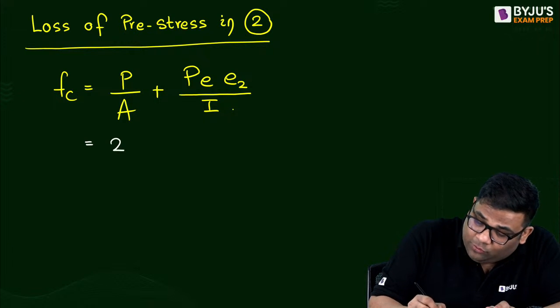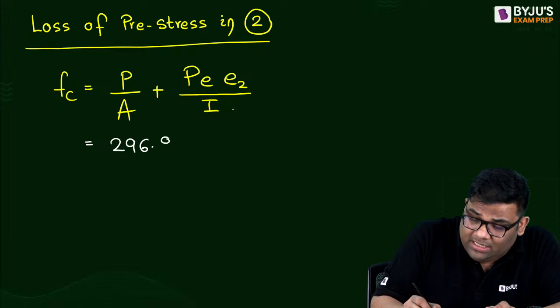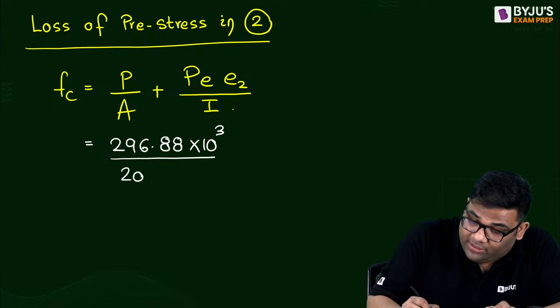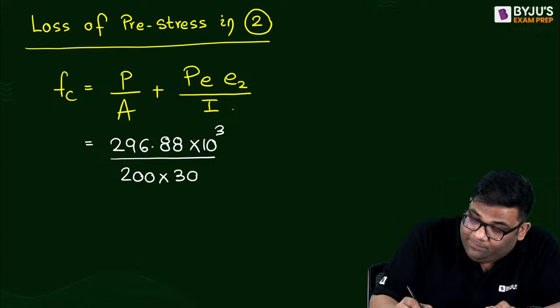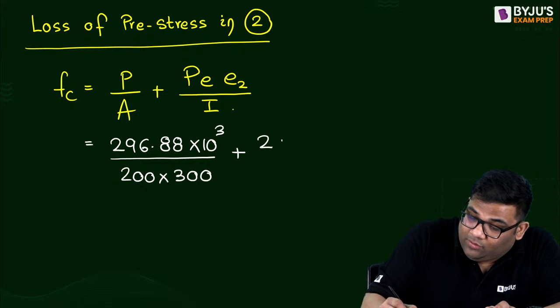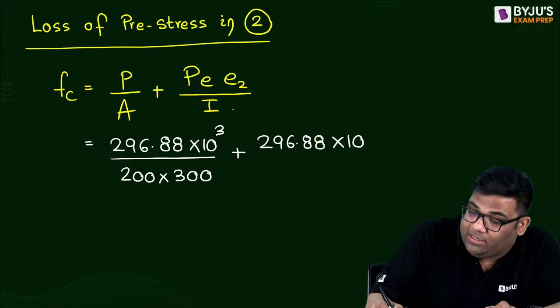Now the pre-stressing force will be the same. That will not change, the total pre-stressing force. So this 10 to the power 3 divided by the area of concrete won't change. That will be 200 into 300, right? Then the P force again will be the same, 296.88 into 10 to the power 3, because I converted to Newton.